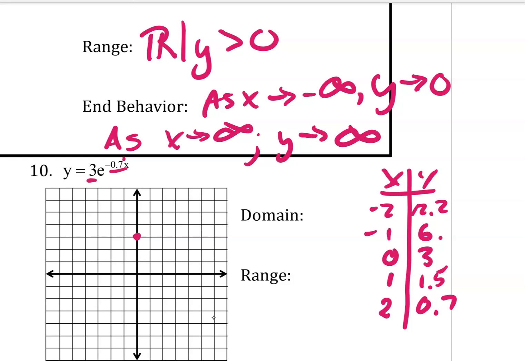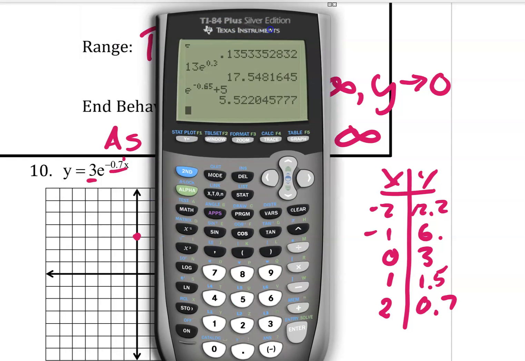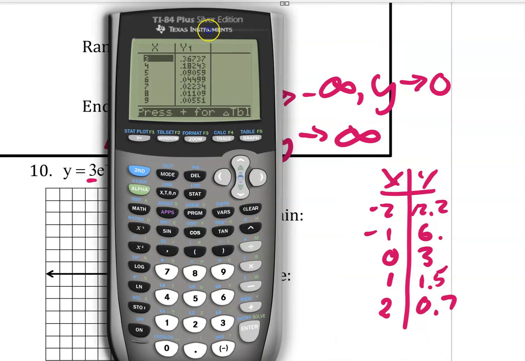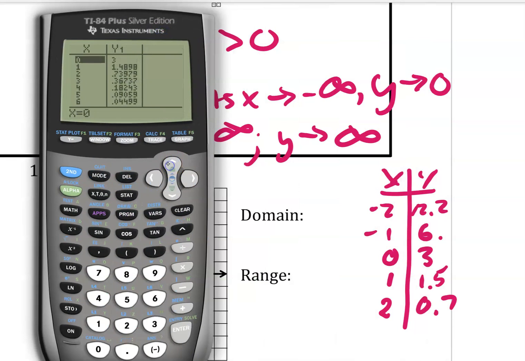So if you want to do these fairly quickly on your calculator, of course you can put that in as your function. We will put in 3 second e to the x negative 0.7x. Enter. And then I'll take a look at my table. (12.2), 6.0, 3, 1.5, 0.7, etc. So that's where I'm getting those values from when I do this.